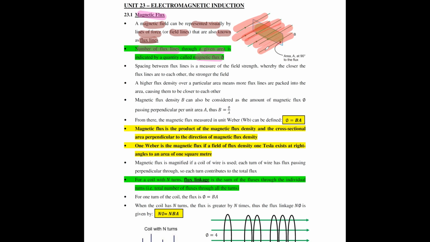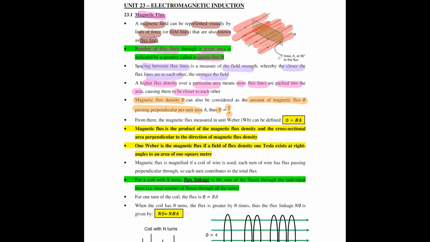Okay. Now, the spacing between your flux lines or the spacing between your field lines is a measure of your field strength, whereby the closer the flux lines are to each other, the stronger your field is. If you have a higher flux density over a particular area, this means that more flux lines are packed into the area, causing them to be closer to each other. As such, you can consider magnetic flux density B as the amount of magnetic flux passing perpendicular per unit area, where B is the number of flux you have divided by area.